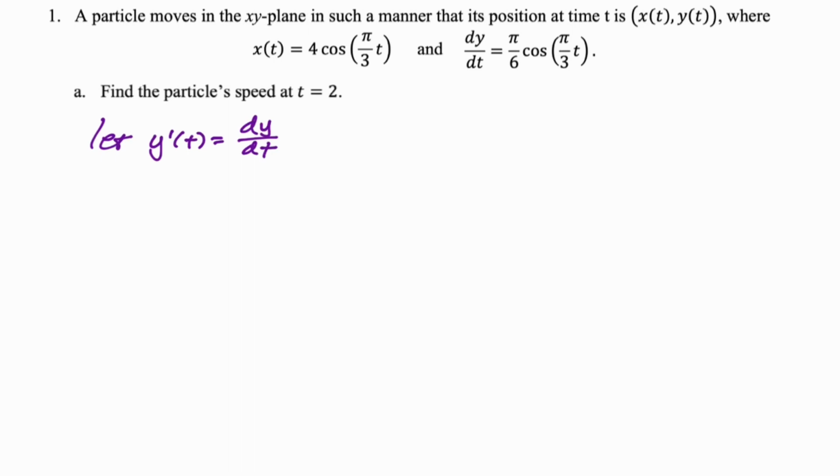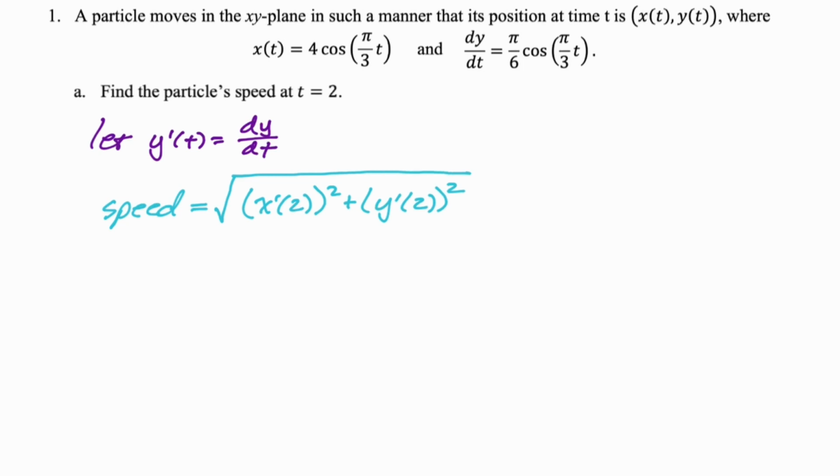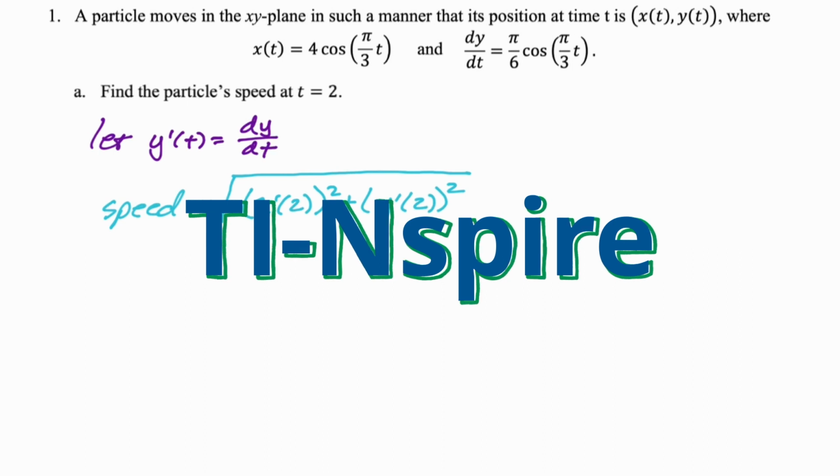So I know that speed is going to be equal to the square root of dx dt squared plus dy dt squared. So in this case, it's x prime of 2 squared plus y prime of 2 squared. And now I'm going to switch over to the calculator, show you what I typed in, show you the setup, then I'll come back and I will write in the answer.